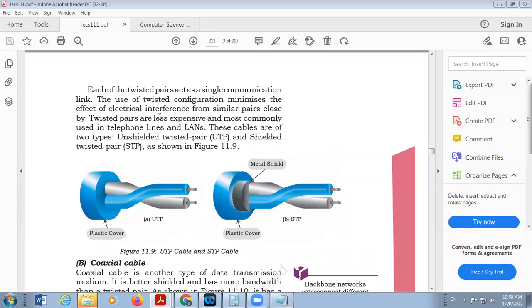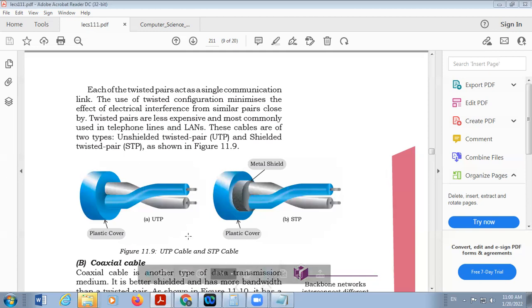So what happens is that if any other connection is running alongside yours, because of the plastic cover it does not interfere. Twisted pairs are less expensive and most commonly used in telephone lines. In a modem we use the telephone lines, and from the modem to the computer we use the internet. So these are used in telephone lines and LAN, local area network. These cables are of two types: unshielded and shielded.